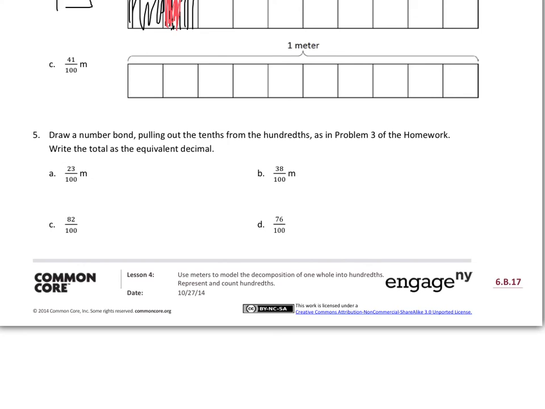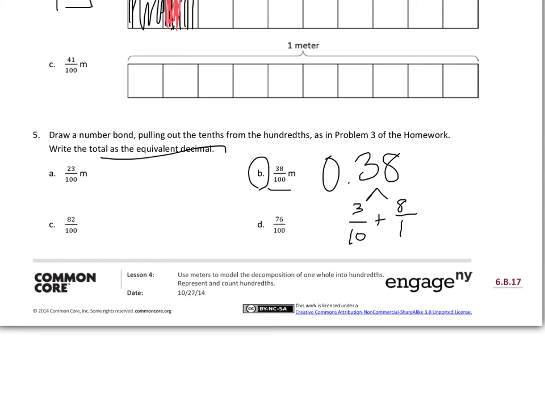And then for 5, remember the number bonds are connected to the place value. So for students, they may want to first write the equivalent decimal and then make the number bond. For instance, I'll start on B. They see it saying the name helps too, 38 hundredths. They're going to hear the name, 38 hundredths, and then they can easily see the number bond. There's a 3 in the tenths place, plus 8 in the hundredths place. And that's how the number bond looks.